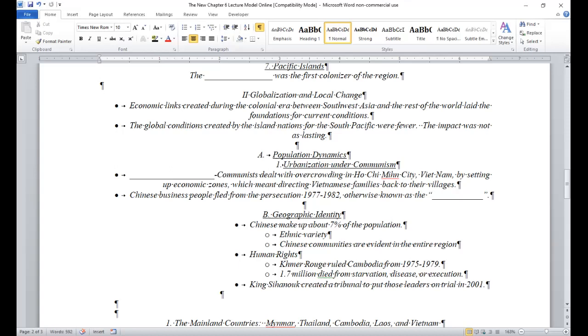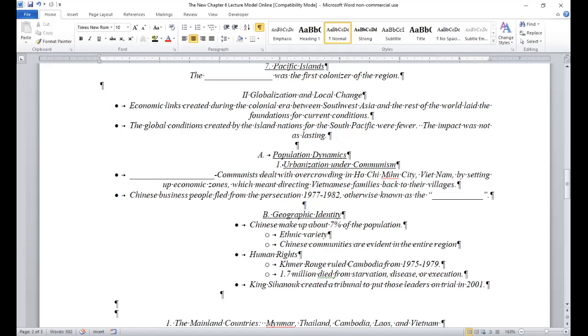The global conditions, though, should probably add this too. The global conditions created by the island nations that we just looked at of the South Pacific, they were fewer. The impact was not as lasting. And when we get to Australia, New Zealand, and the island nations, more specifically, we're going to see too that interaction between New Zealand and Australia with the wider world was early and often, but again, the island nations lag behind in that regard.